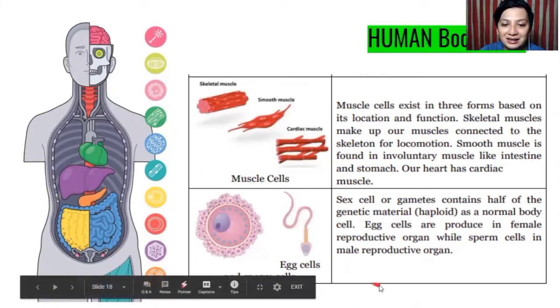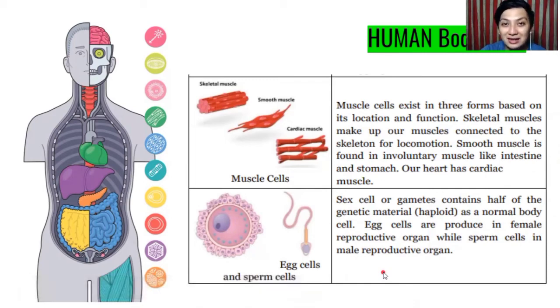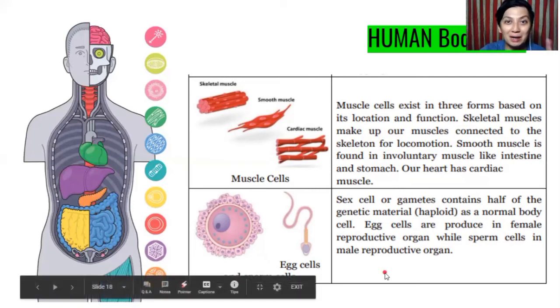Then we have sex cells. We have egg cells and sperm cells, or sometimes tinatawag itong germ cells kasi germinating cells. Sex cells or gametes contain half of the genetic material, haploid, as a normal body cell. Egg cells are produced in the female reproductive organ while sperm cells in the male reproductive organ. Pag sinabi natin haploid kasi sa humans, we have 46 chromosomes. Okay, so yung 23 galing sa egg cell, yung 23 galing sa sperm cell. Pag nag-join sila, nagiging 46 chromosomes kapag humans ang offspring o yung baby nila.